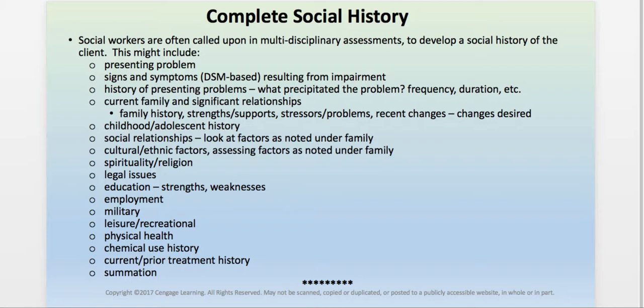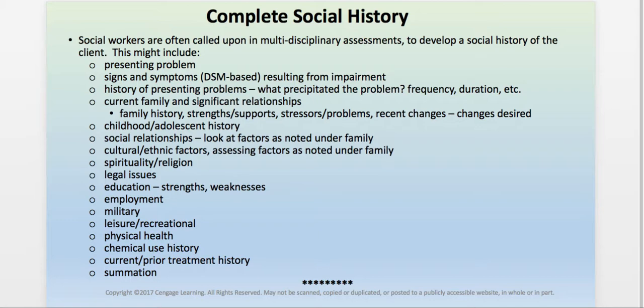See, I can say that word, assessment. And this is what we often do in agencies, psychiatric agencies in particular, and other places where you're a participant in a multidisciplinary team. This is often the role of the social worker because we understand the connections between the client and all the systems the client interacts with. That's our focus. And so we're the ones oftentimes who complete this social history. Here's a list of the different kinds of sections and things to consider. Again, this was from the text. There's an example of a social history in the text.